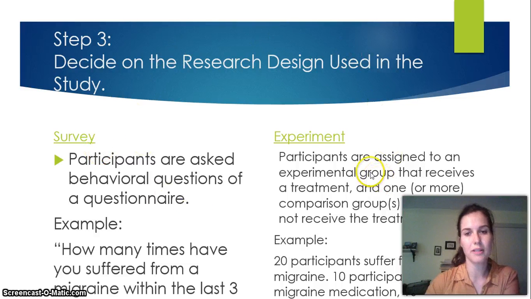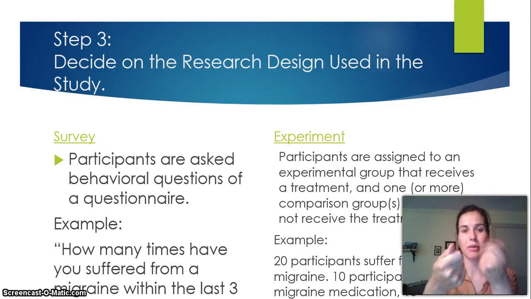In an experiment, participants are assigned to an experimental group that receives a treatment and one, or it can be more, comparison groups, so-called control groups, that do not receive the treatment. So it's really this example of having a medication and a sugar pill, and one group gets the medication, the other group gets the sugar pill, right? And you try to find out, does that medication do anything? So an example would be 20 participants suffer from a migraine, and 10 participants receive a migraine medication, and 10 receive a placebo, a sugar pill, right?